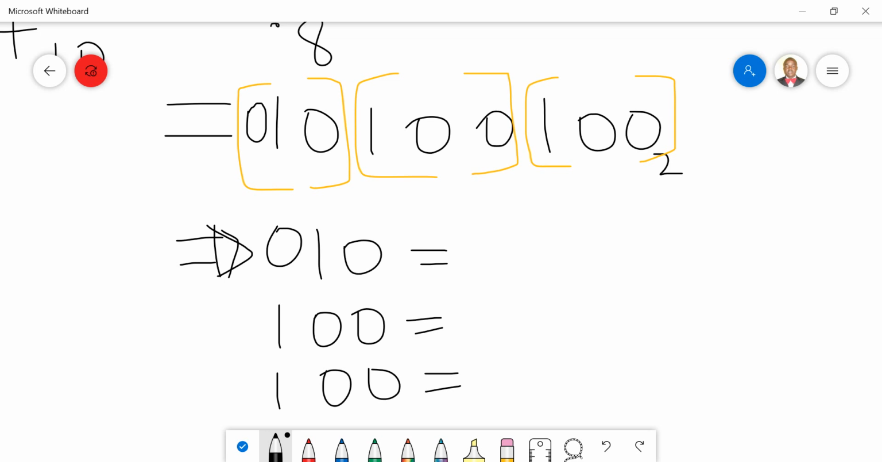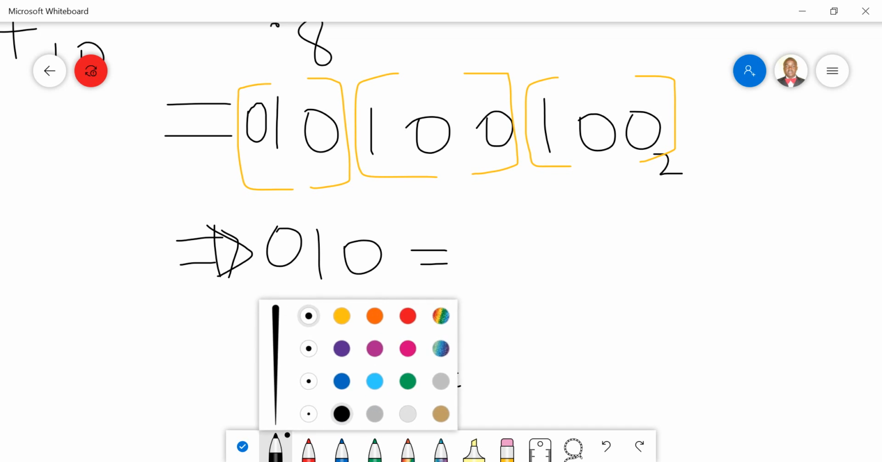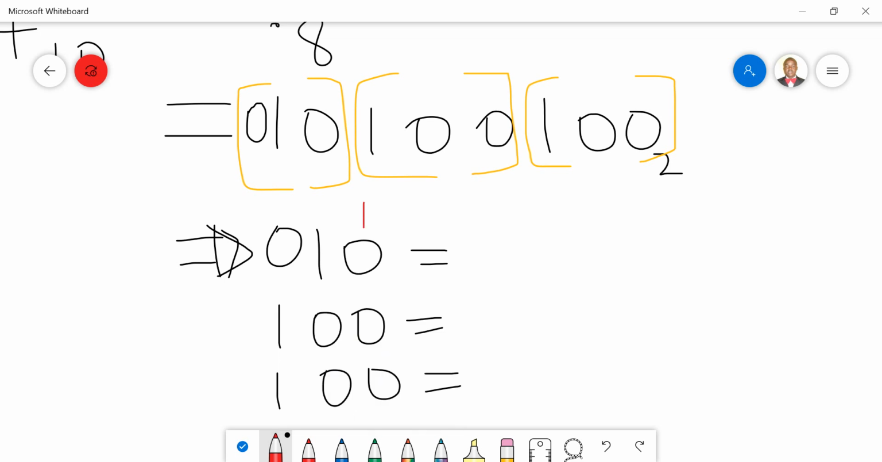Converting this 0, 1, 0 using the method of binary to decimal conversion. You still remember? If you don't remember, don't worry, I'm just going to show you now. Let me change the color. The first one will be 2 to the power 0, the next one 2 to the power 1, and this one 2 to the power 2. We are just using the method of binary to decimal conversion.